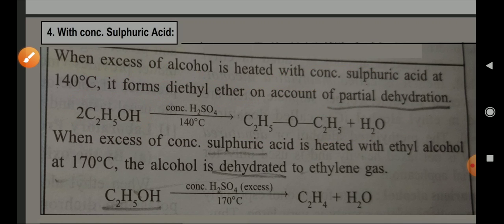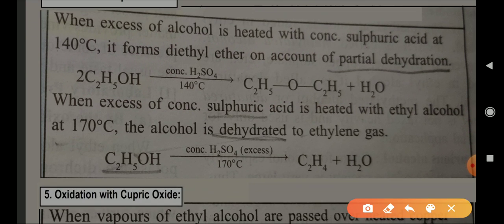Let us go to step number 2. In step number 2, excess of H2SO4 is there. Here excess of alcohol was there in step 1, and here excess of concentrated H2SO4 is used. At what temperature? 170 degrees. What is it going to form? Ethene gas is going to form along with water.